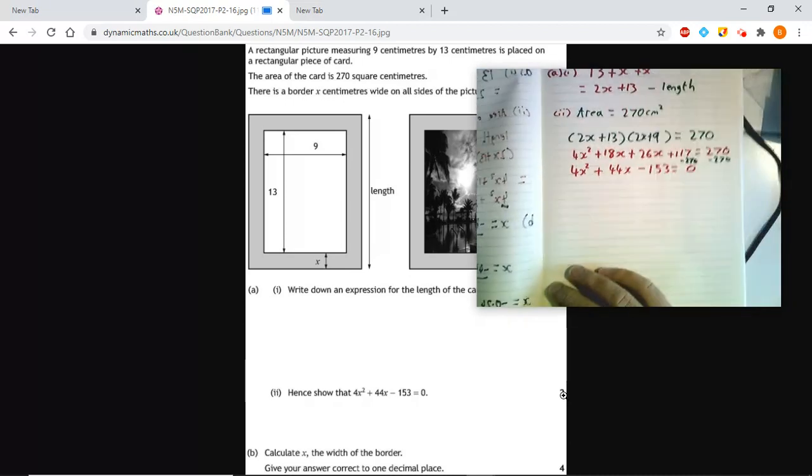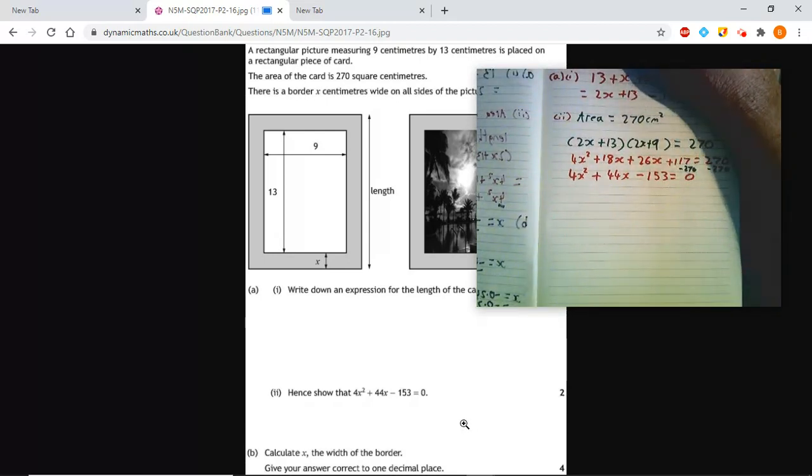Okay, so let's have a look at the very next question. And this is where the quadratic formula comes in.